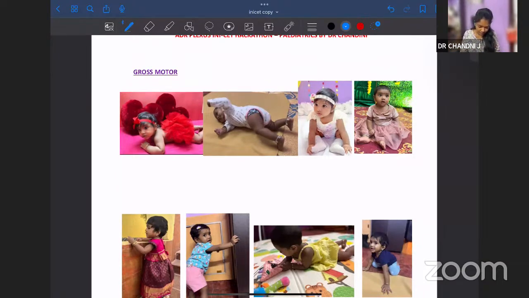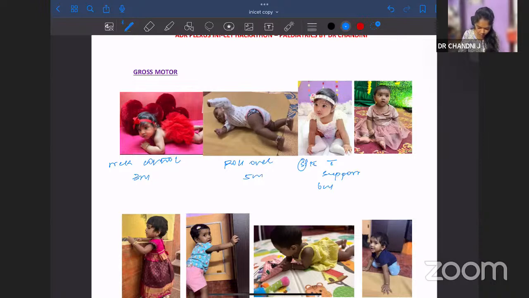The first thing, what is happening here? Baby is on prone position, lifting head. The first gross motor is neck control. When does neck control come? Neck control around 3 months. Next, what is the baby trying to do? Rollover. Yes, rollover by 5 months. Then what is happening here? The baby is sitting but with support. Sits with support. When? At 6 months.